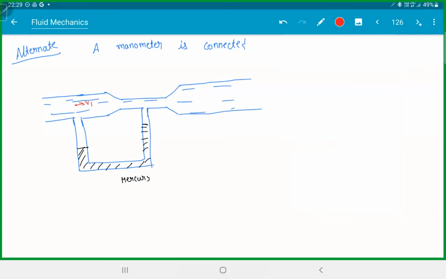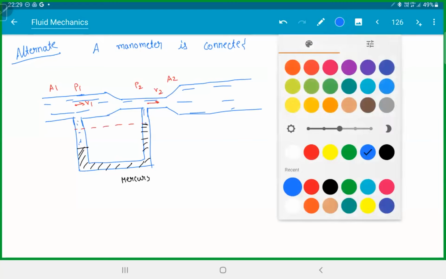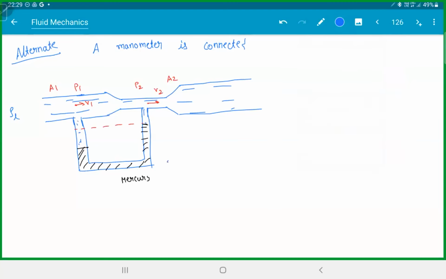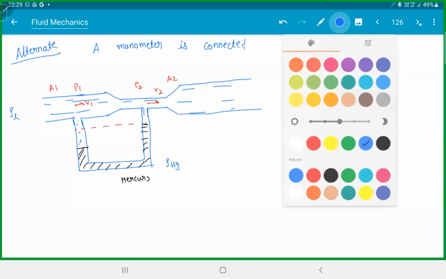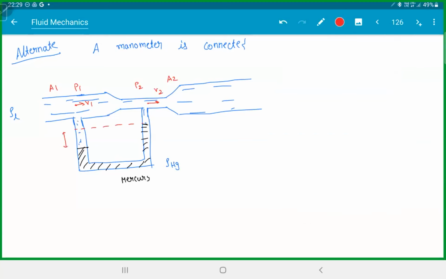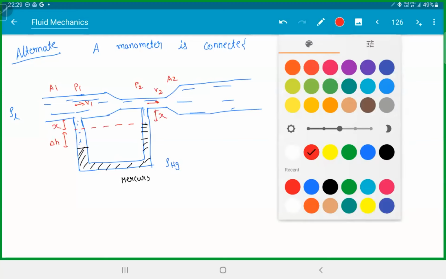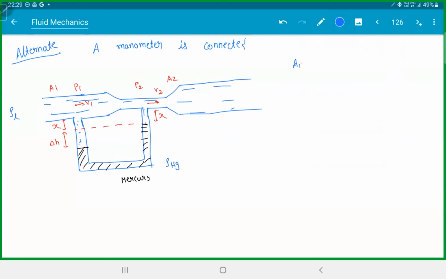Let this velocity be V1, pressure P1, area A1, V2, pressure P2, area A2. This entire thing is filled with liquid. Density of the liquid is rho L. Density of mercury is rho mercury. This difference is delta H. Let this be X. Same stuff. Equation of continuity, all these things, the same story you write. A1 V1 is equal to A2 V2.